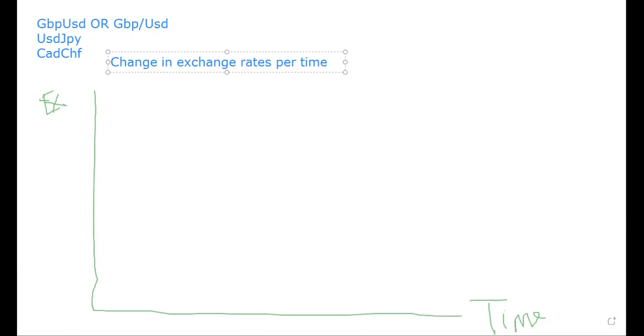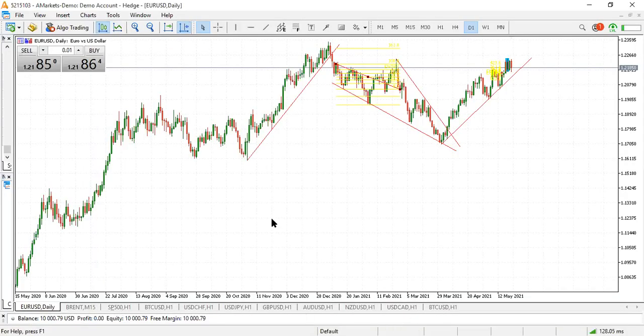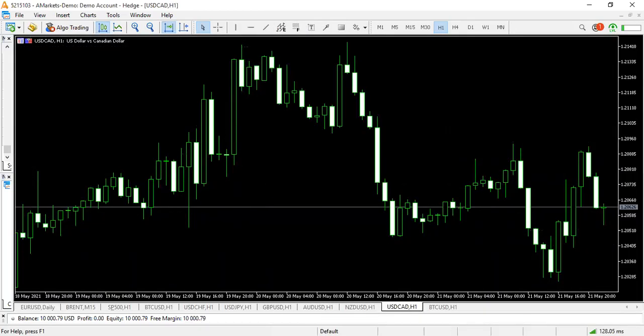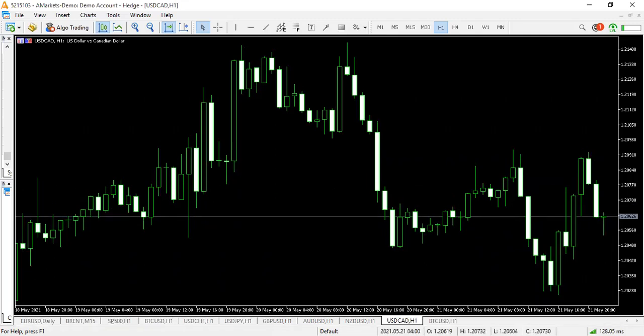All right, so let me quickly go to a chart. Okay. All right, so this is a chart of USD CAD. This is the US dollar against the Canadian dollar.